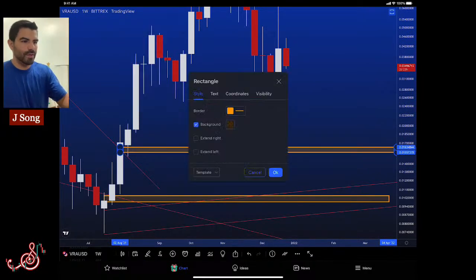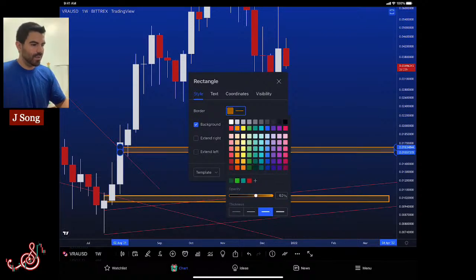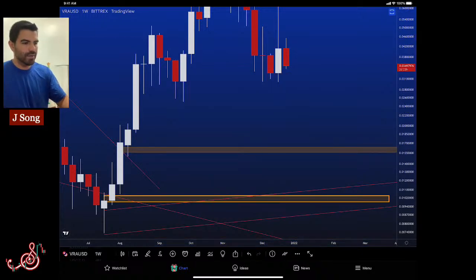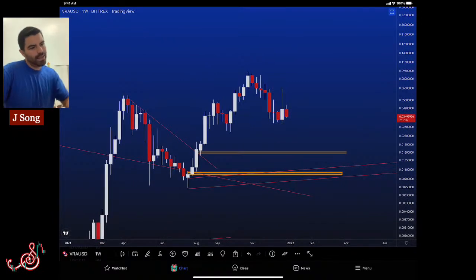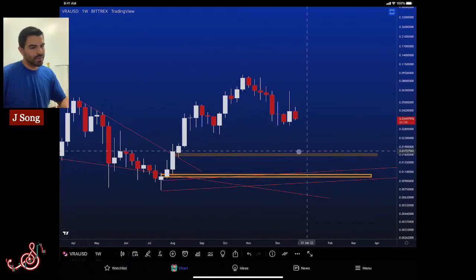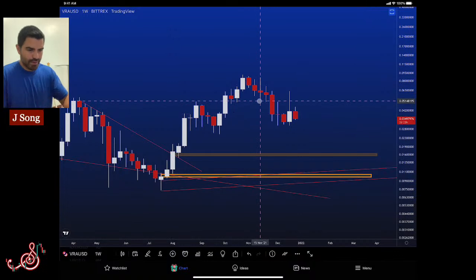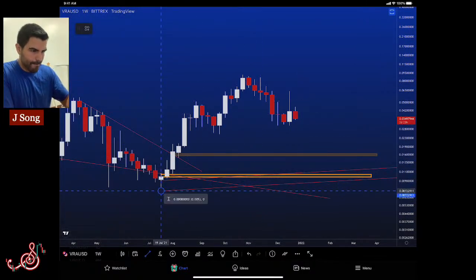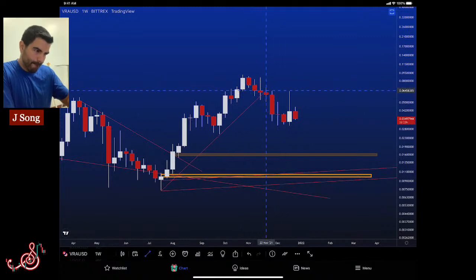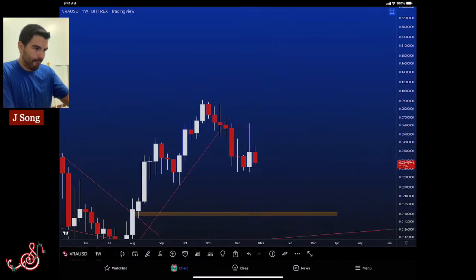Oops, don't need the border. How do you take away the border? Huh. All right, so there's a cut there, and then there's going to be a cut here as well for VRA. Alrighty.